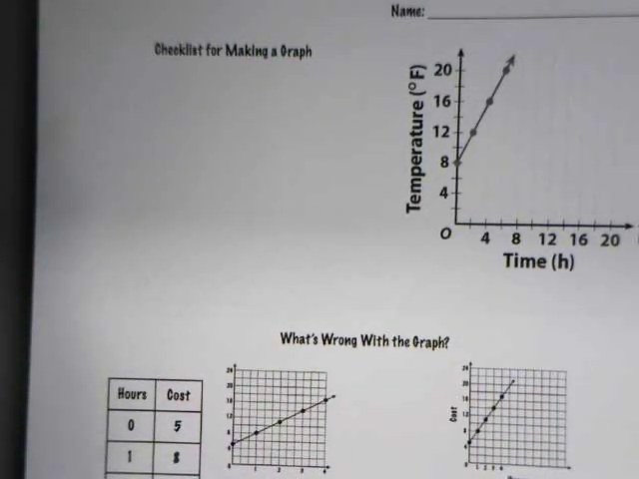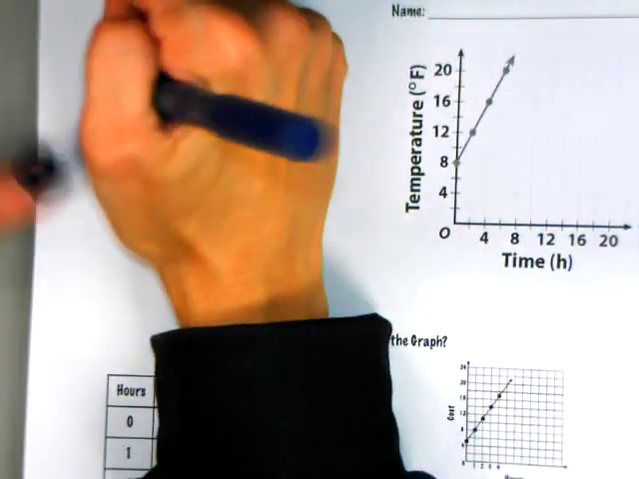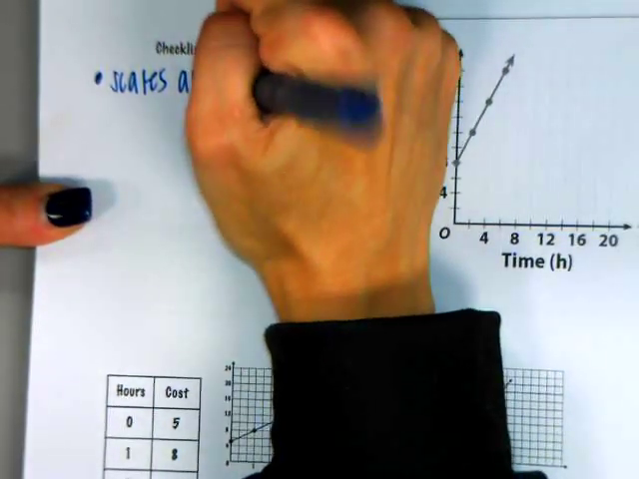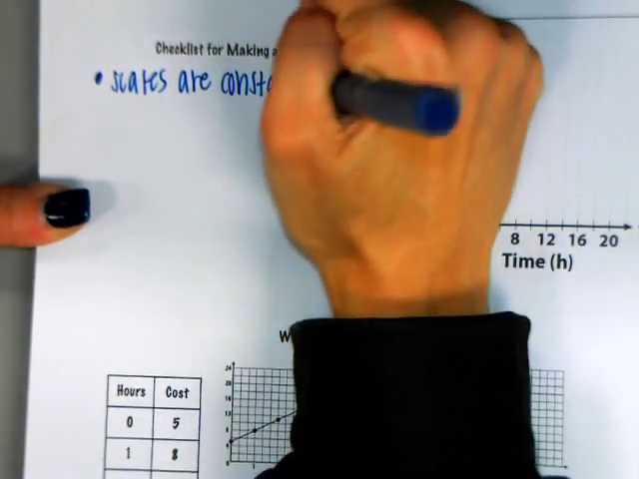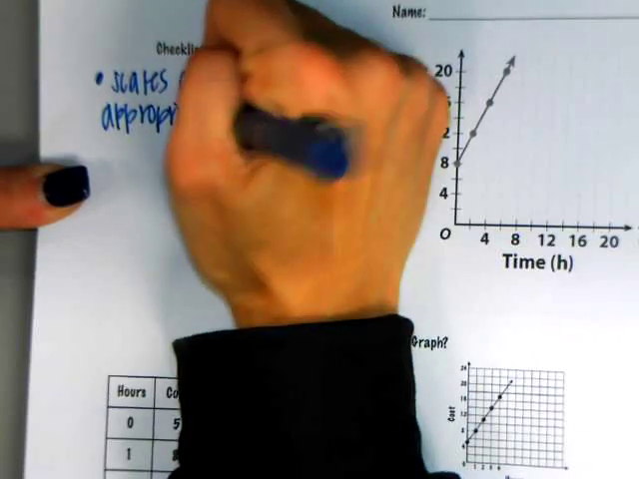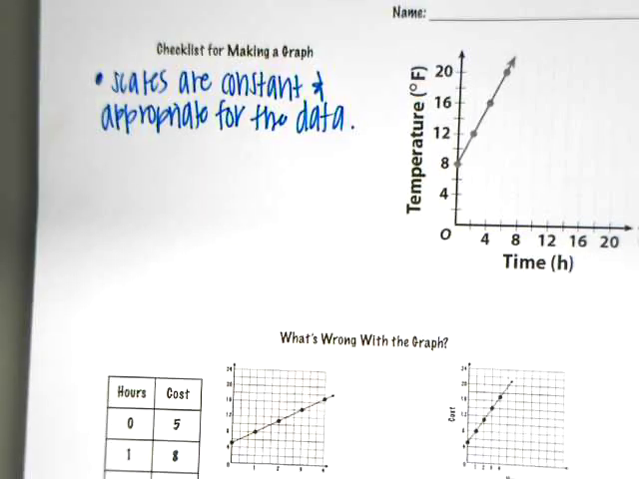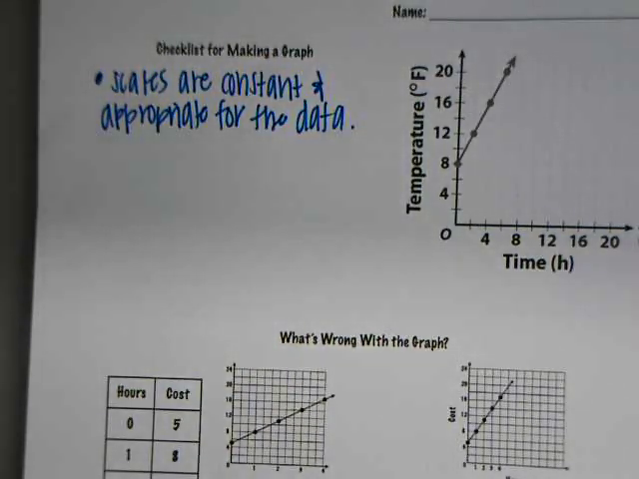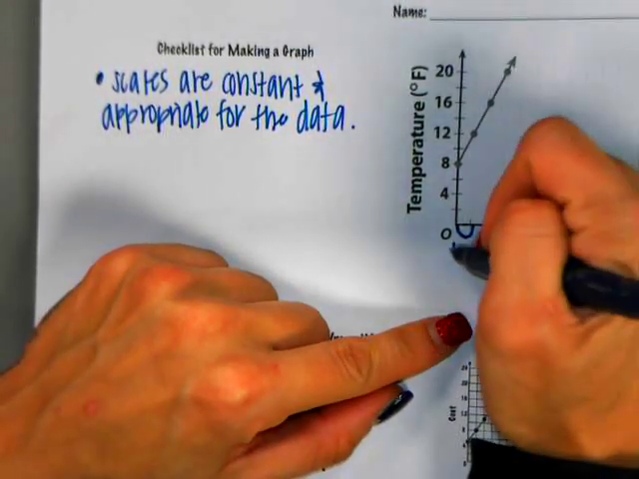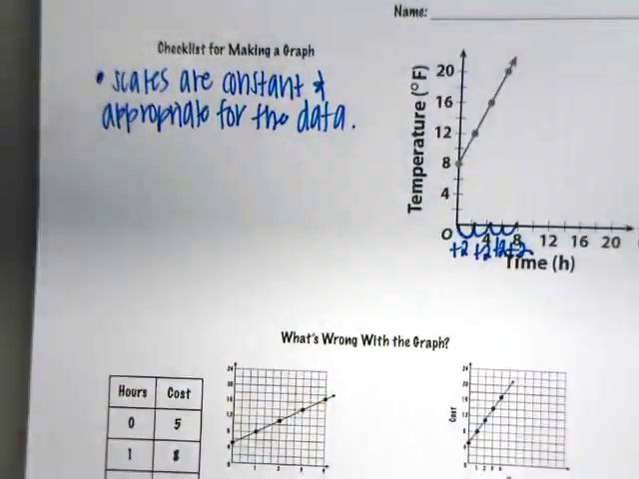All right. So the first thing is that your scales are constant and they're also appropriate for the data. So what I mean by that is starting with 0, this needs to stay the same. So that's plus 2, and it continues like that, never stops, okay?